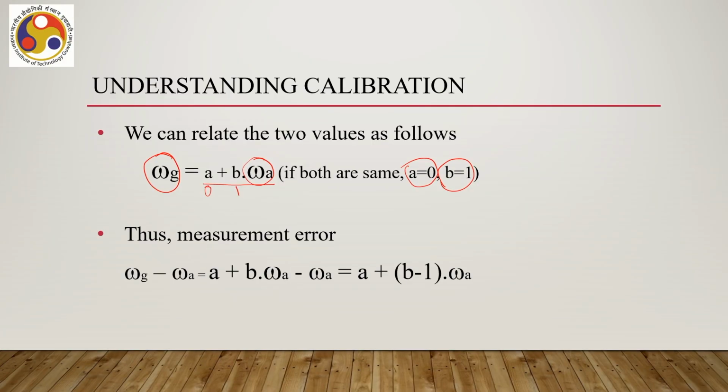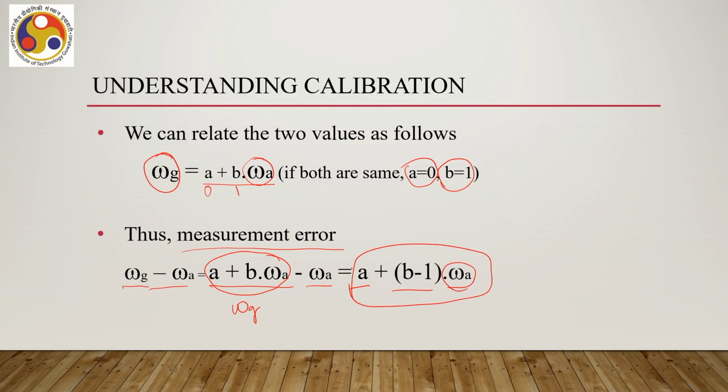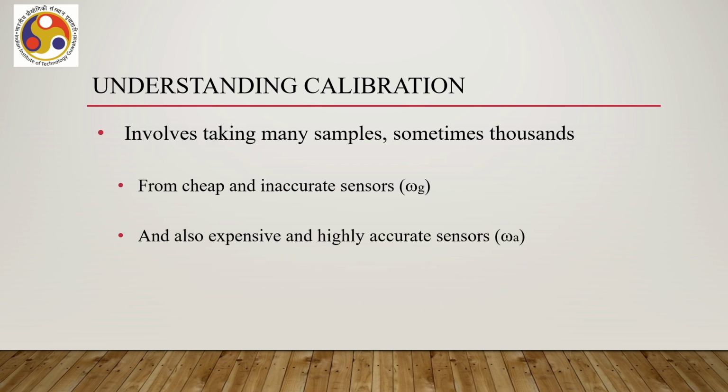So, assuming this relationship holds, we can have the measurement error represented as omega g minus omega a to be a plus b omega a minus omega a. So, we are replacing omega g with this expression, and we can reformulate it to be a plus b minus 1 omega a. So, this is the expression for measurement error.